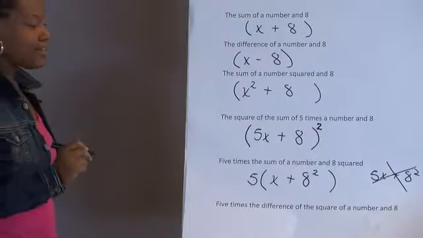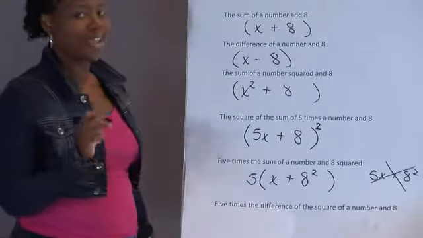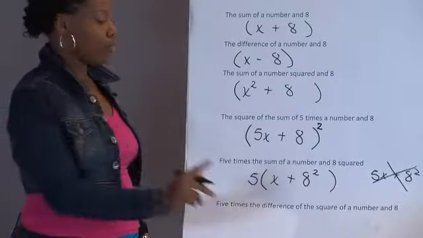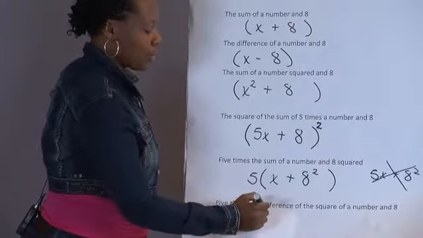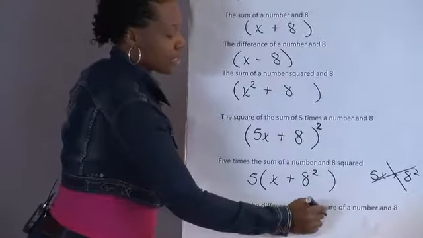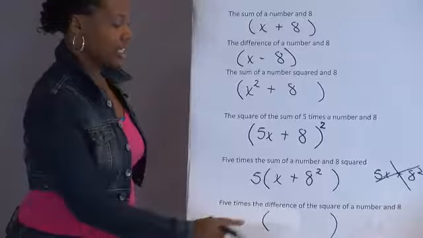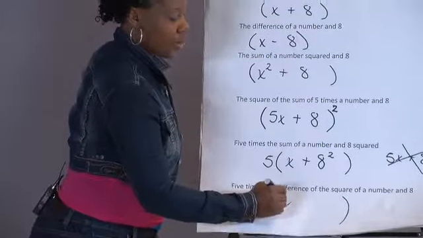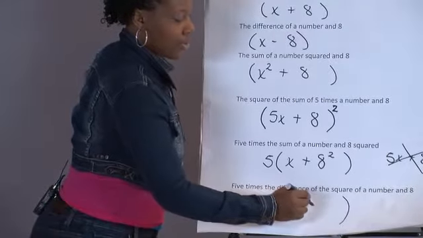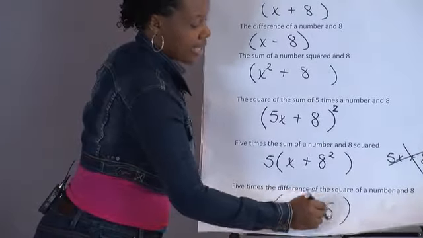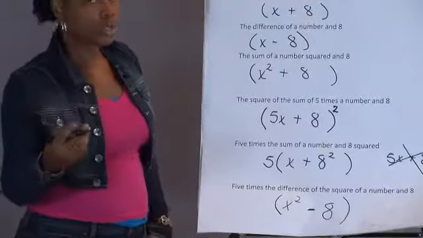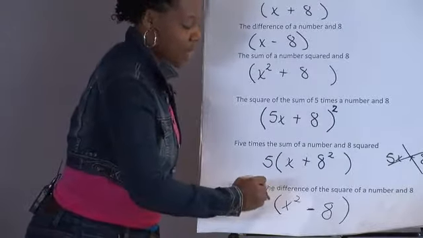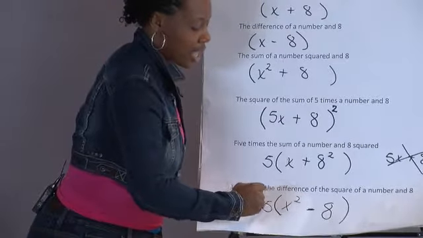5 times the difference of the square of a number and 8. Remember, the word difference, you want to use parentheses as well. Difference means subtraction. What are you subtracting? The difference of the square of a number, the square of a number, and 8. I'm subtracting that. What do I want to do to it? I want to multiply 5 times that difference. So my 5 goes on the outside.